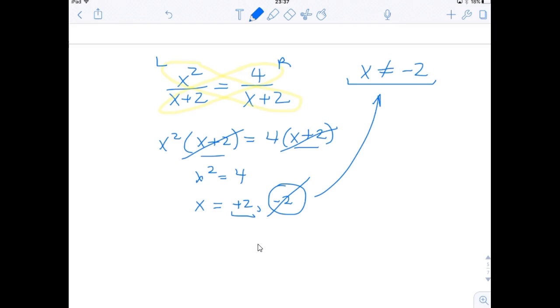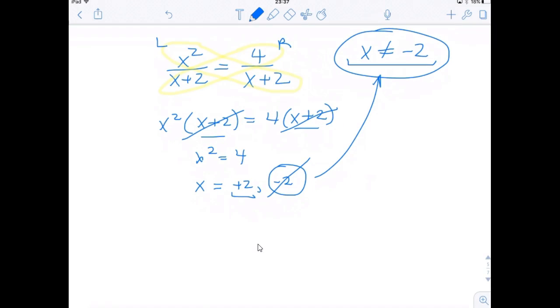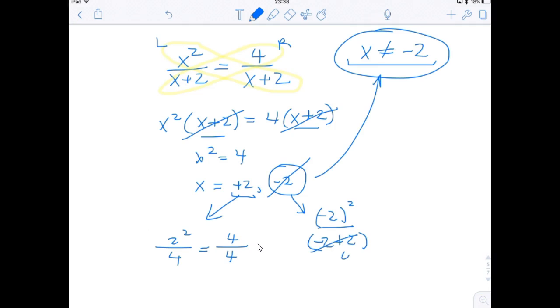Okay? If you forget to define all the illegal solutions at the beginning, one thing you can do is you can go back to the original expression and put in each of your found solutions. So we could put +2 in here. We'll get 2 squared over 4 equals 4 over 4. And you can see that we basically have 4 over 4 equals 4 over 4, so it's fine. If we put -2 in here, we would get -2 squared on top, and we'd have -2 plus 2 in the bottom, and this would become 0, and we can see why -2 makes everything infinity.